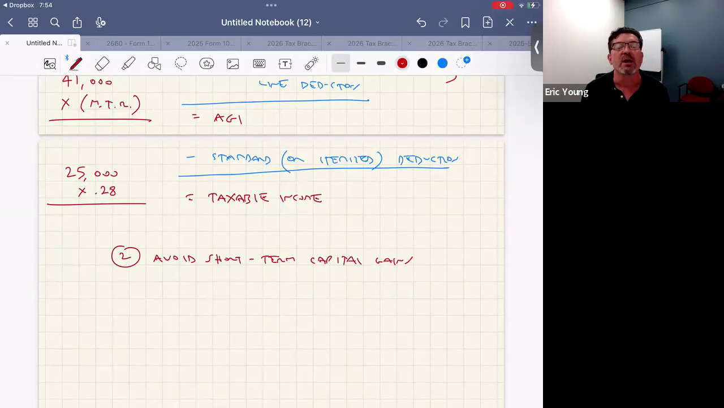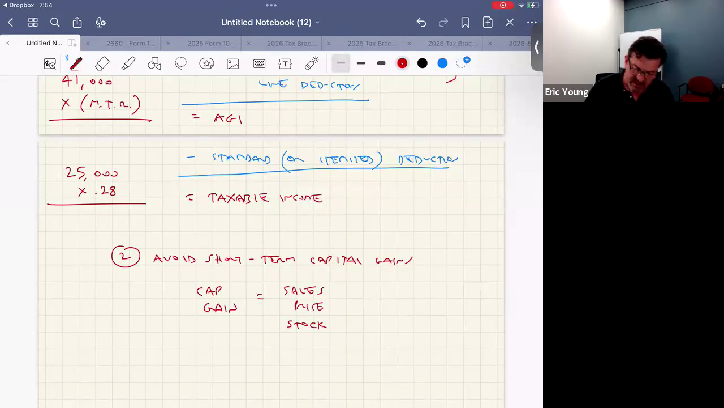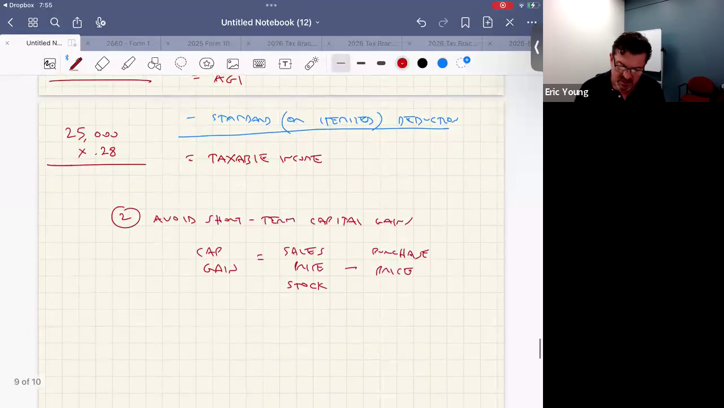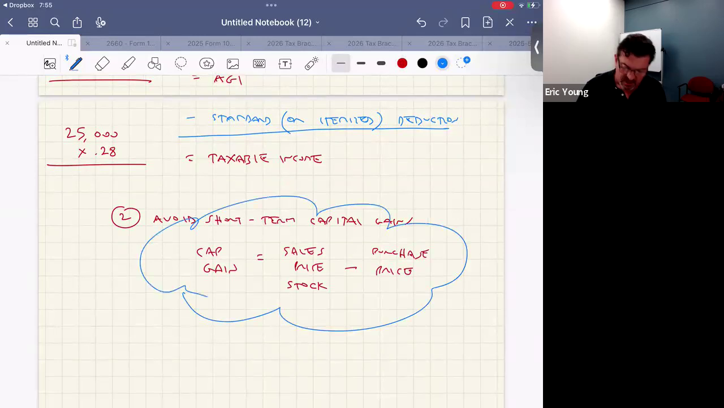Capital gains are when you sell an asset. Technically speaking, let's say that you bought some stock and then later on you sell it. The revenue that you get from selling it, the price that you sold it at, minus what you paid for it, is your capital gain. Not hard. It's just the difference between how much you paid for something when you bought it and what you sold it for later.